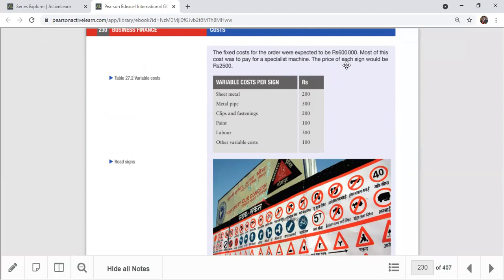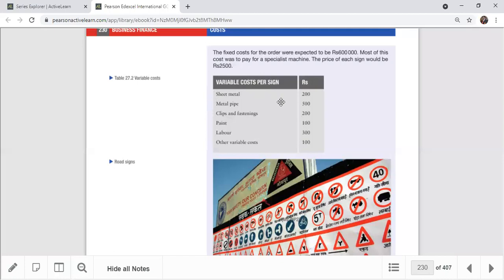Price of each sign would be 2,500. So they're selling one item, one signboard, because not only the board, they are giving that with the GI pipe. You have to fix it and install it in the land. In these luminous colors, anyone can see it at night time also. There's a small sticker there. It costs 2,500. It's a reasonable price.